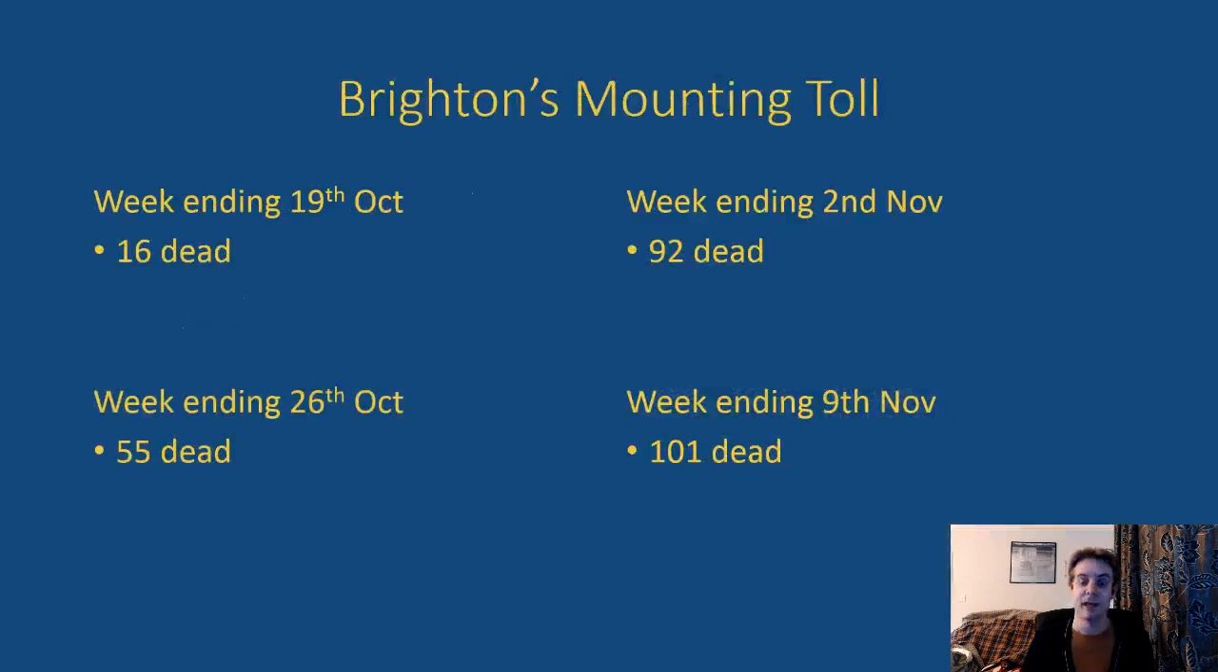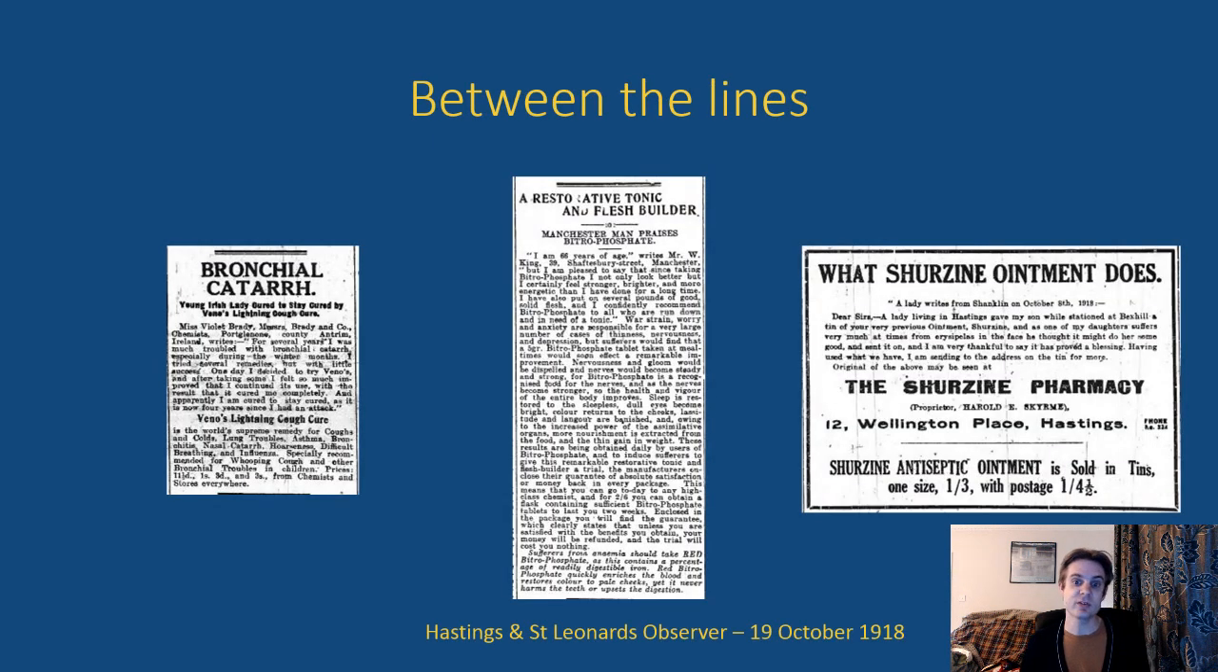For example, if we look at a city like Brighton, in that second wave of October to November 1918, we can see the number of dead rising throughout October and then peaking in the middle of November. That week ending 19th of October beginning with 16 dead, and the week ending the 9th of November with 101 dead. If we take those date ranges and then, for example, look at some local newspapers, we begin to see some very interesting material within them. For example, these are 3 different adverts or newspaper articles, all drawn from the Hastings and St Leonard's Observer for the 19th of October 1918, so the beginning of that second wave.